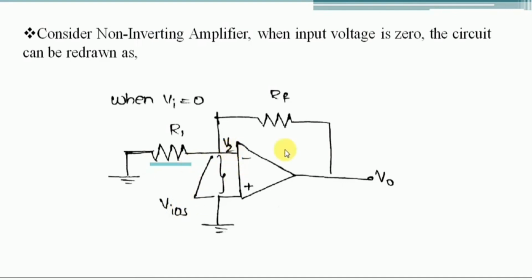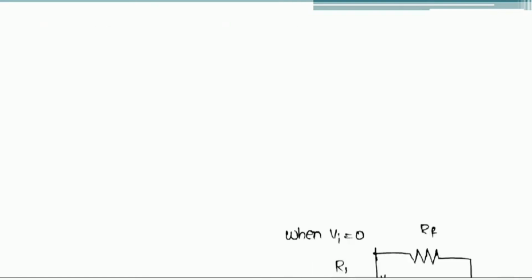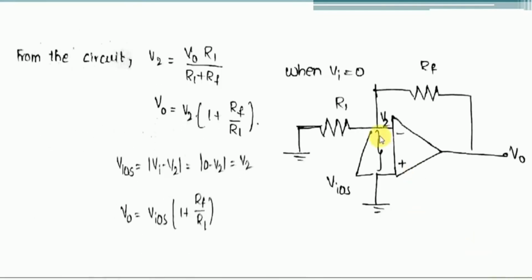Now we have to obtain the output voltage V0. Here this V2 is nothing but the V IOS, and V2 is the voltage drop across the resistor R1. Simply we can apply the voltage division rule, or the potential division rule. From that we can write V2 is the voltage drop across the resistor R1. So V2 is equal to the total voltage, which is V0, into the branch impedance, that is R1, by the total impedance, that is R1 plus RF. So finally the V0 expression we obtain is V2 into 1 plus RF by R1.